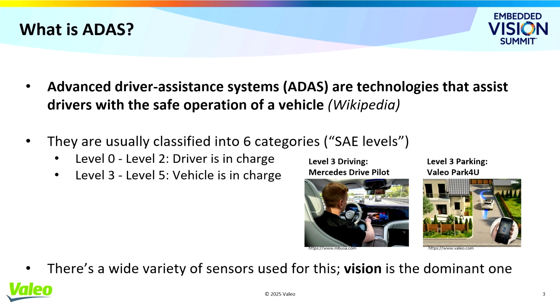Now, let's start with a quick introduction into ADAS. According to Wikipedia, ADAS stands for Advanced Driver Assistance Systems, that are technologies that assist drivers with the safe operation of a vehicle. These ADAS technologies are usually classified into 6 categories. Level 0, 1, and 2 are the ones which are more common nowadays. In these categories, the driver is in charge.